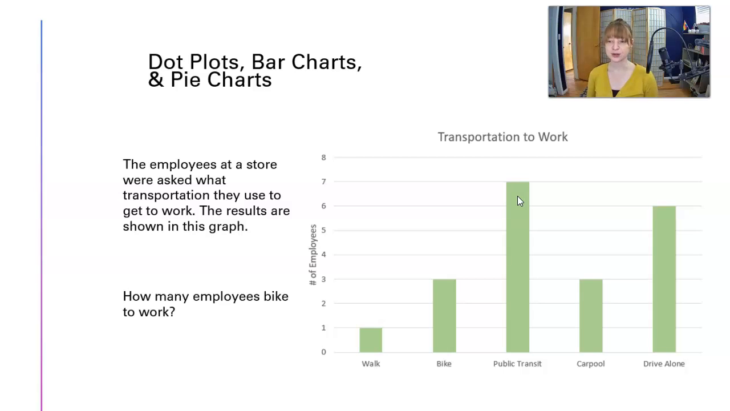In this chart, the employees at a store were asked what transportation they used to get to work. The results are shown in this graph. How many employees bike to work? Well, we look at the bike column. You see it comes up to 3. We read 3. 3 employees bike to work.